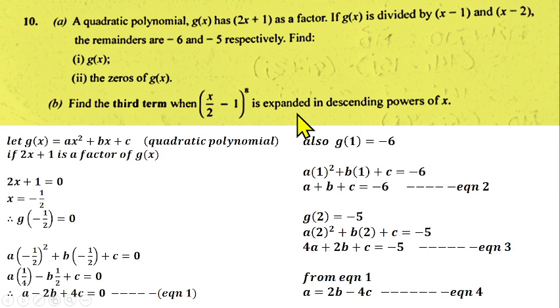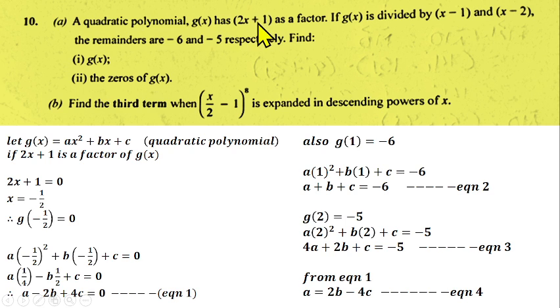Question number 10 is from polynomial. It's from the remainder theorem of polynomial. So it's quite long, and also simple. So let's follow it step by step, and let's see how far we can go. We are given that question number 10a says that a quadratic polynomial, so that means we know the nature of the polynomial is a quadratic, and they call it g of x, has 2s plus 1 as a factor.